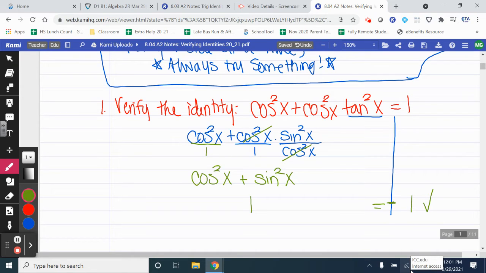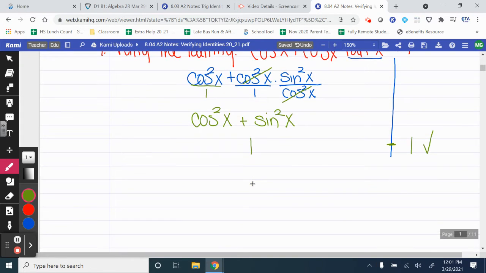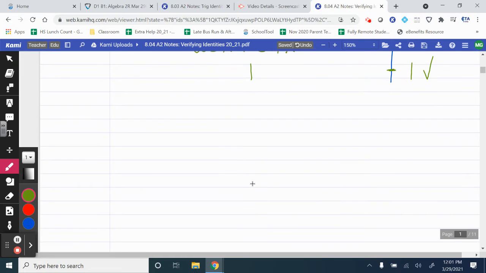Once you get the left-hand side equal to the right-hand side, you don't have to write this equal sign here. Then you're done. You've proven that identity, or verified that identity to be true, because the left-hand side is equal to your right-hand side. Let's try another one.